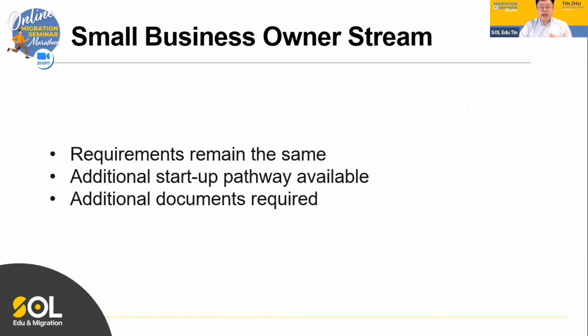So that's it for the skill-related pathway. Now I'm moving to the small business owner stream. The good thing is the requirements for the small business owner stream remain the same as last financial year, but they also provide another pathway, which is the startup pathway, and they require additional business documents to be provided if you would like to apply for the small business owner stream.